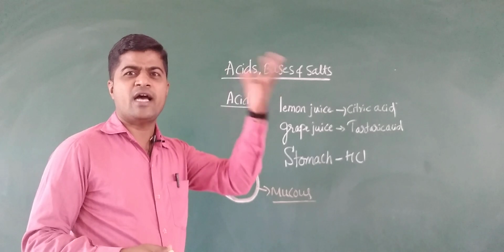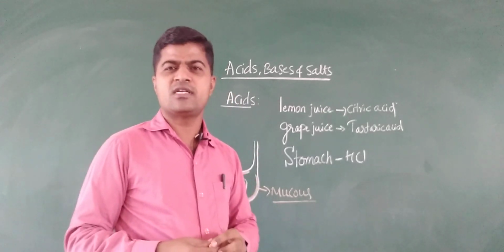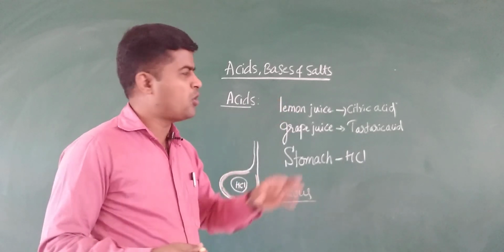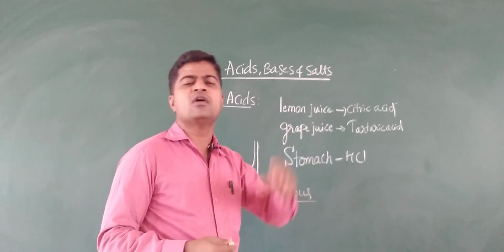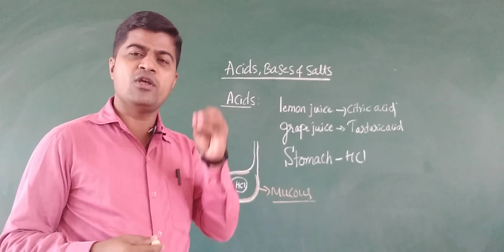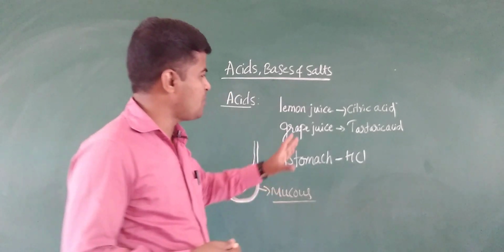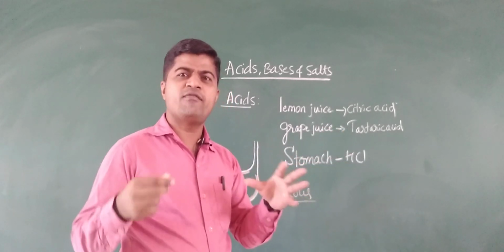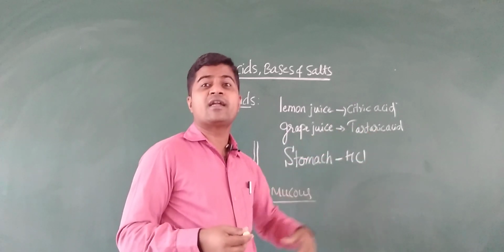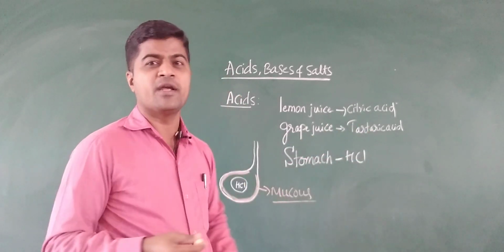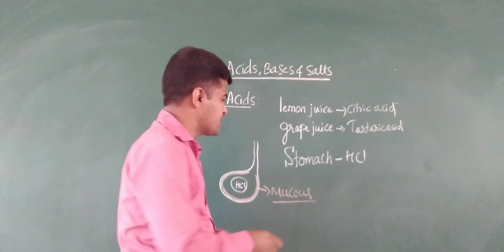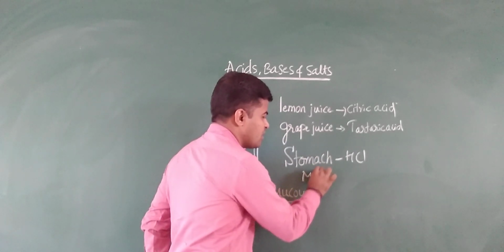That is why our ancestors, our elders, used to say that every season we should eat fruits, because all those fruits have specific acids or specific minerals. Those minerals and acids you will get only in that season. For example, you will not get grapes every season. In some season you will get them, so that you can get tartaric acid from that juice. That is why grape juice, lemon juice, and the stomach has HCl, as I told you.